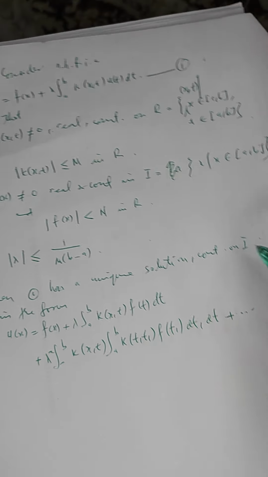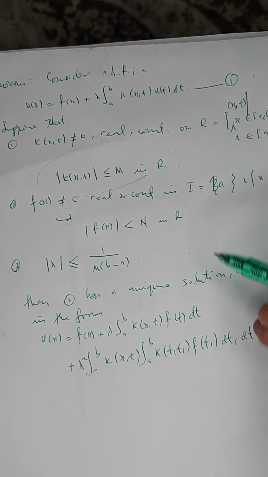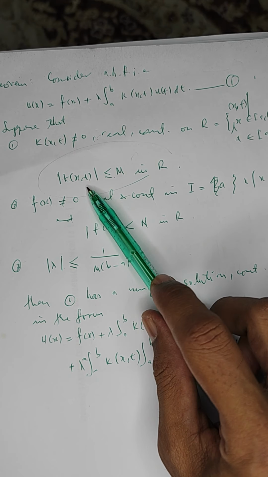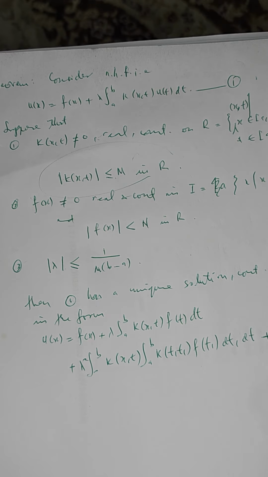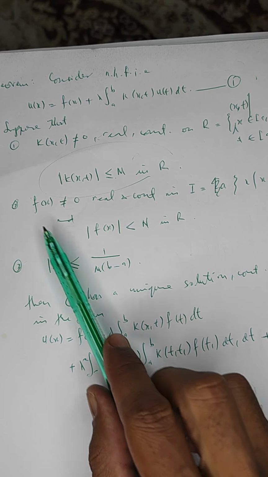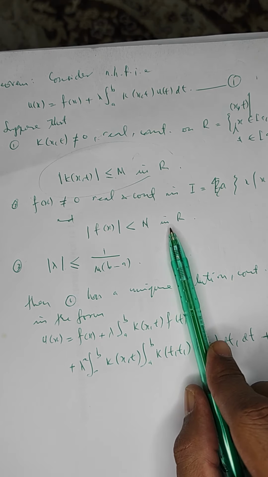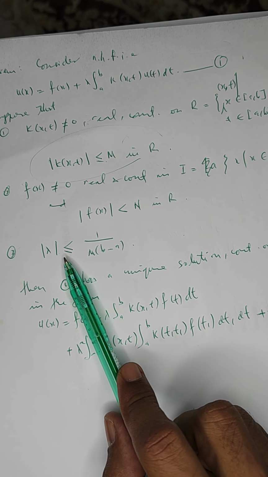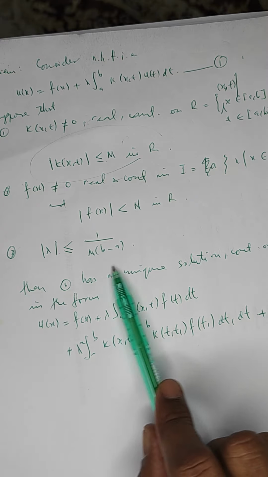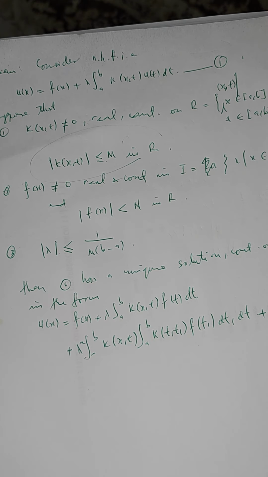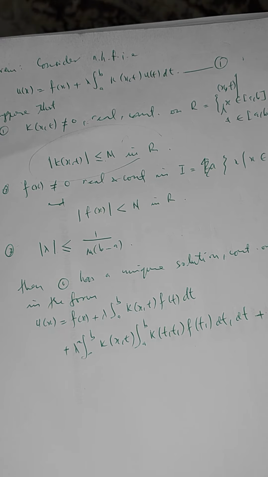So remember, we have three assumptions here. That's our function is continuous, our kernel is real, continuous and bounded, our function is real, continuous and bounded, and as well as the constant lambda is defined by that.